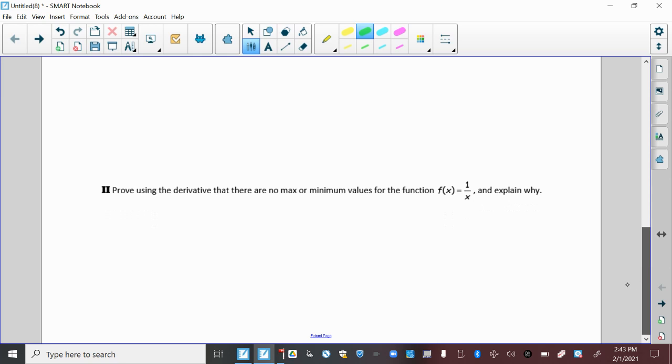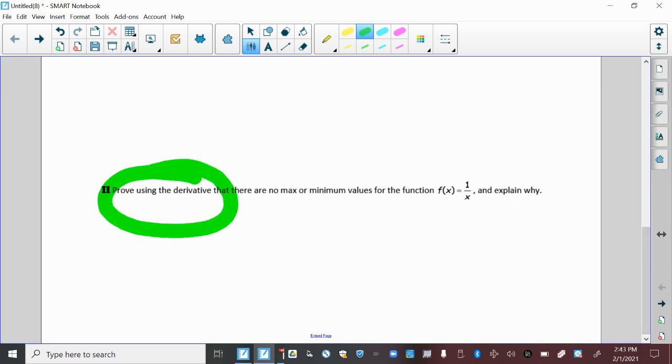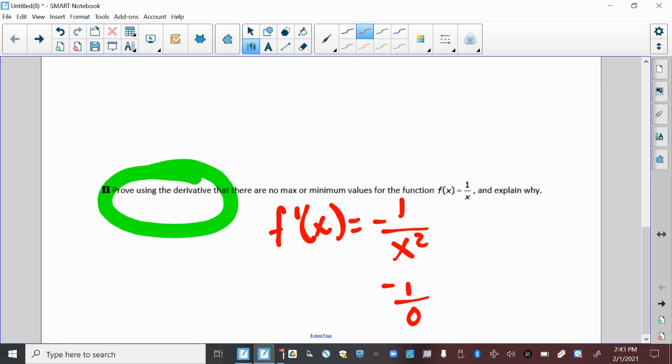And then for part 3, it says prove using the derivative. Okay, you cannot just get, everyone got this, f prime of x equals -1 over x squared. You cannot say if you put in 0, you get -1 over 0. You're not putting in 0 for the x here. So make sure you explain why using that.